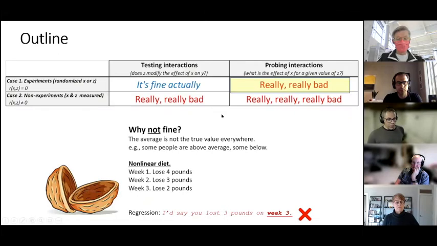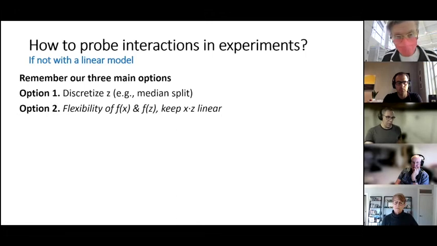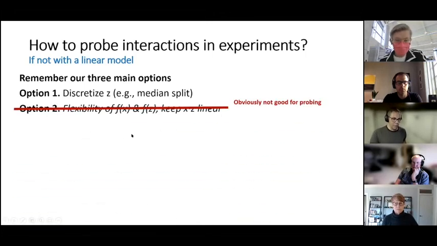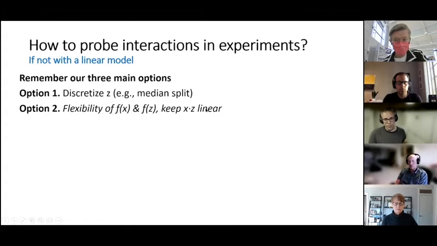So if we're not going to do linear regression to probe interactions, what are we going to do? Remember, we had those 3 options. We can discretize, we can add flexibility here, that's what the squares were, or we can do a fully flexible model. I'm not going to even look at this. I'm saying it's obviously bad for probing. Why do I say that? Because this remains linear. The interaction remains linear. And so obviously for probing, it's not going to work. So I won't even try it.